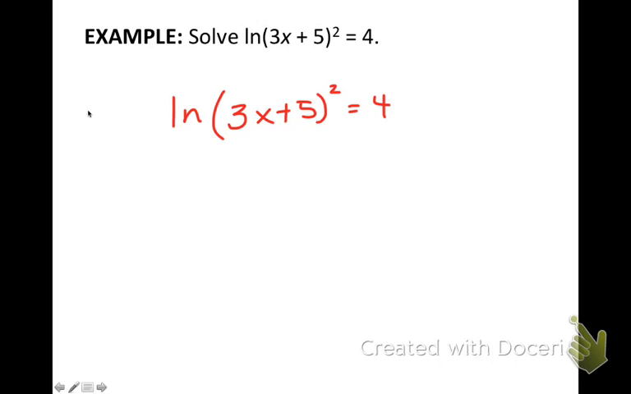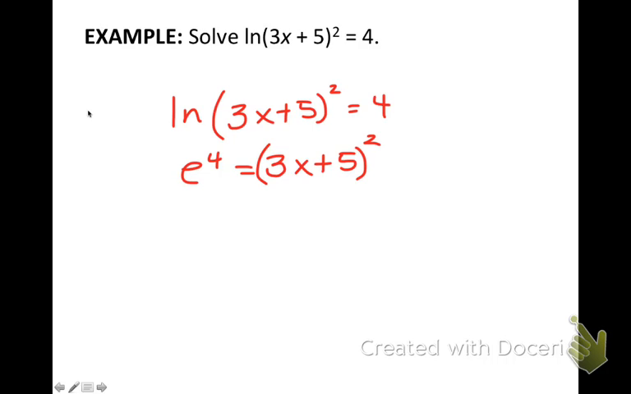What is the base of the natural log? E, right? The natural log is the same as log base e. So if I follow that formula, if my base is e, I'm going to take it to what power? E to the 4th. And equal it to what? 3x plus 5 squared.